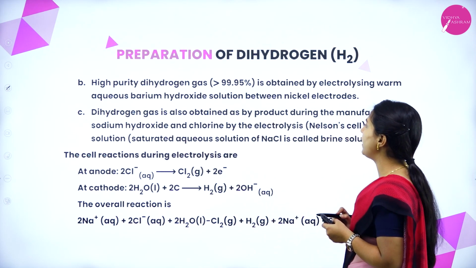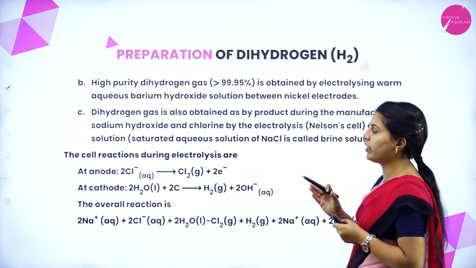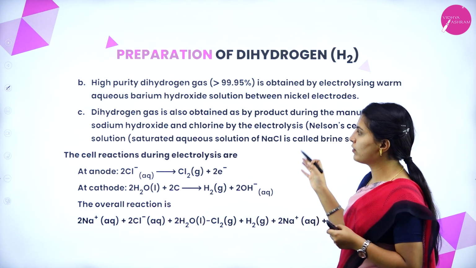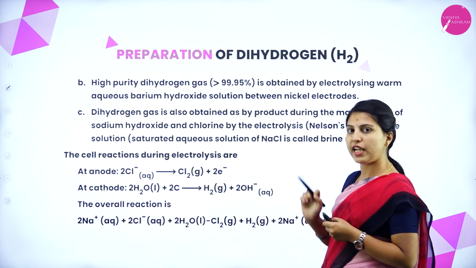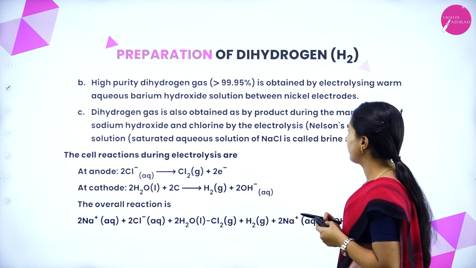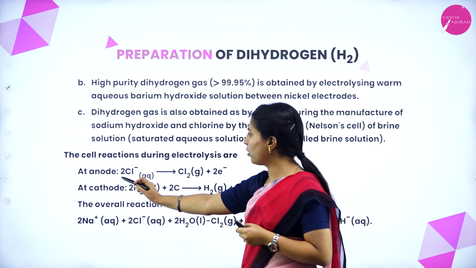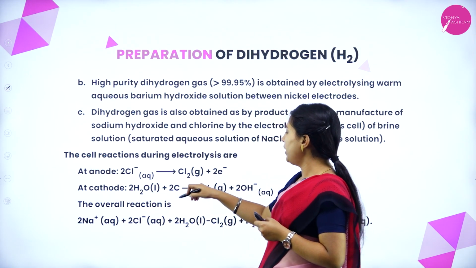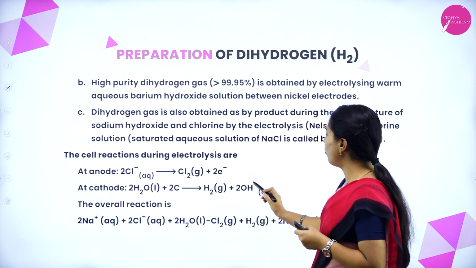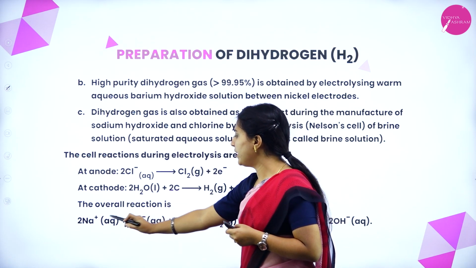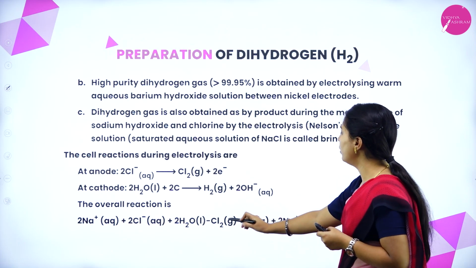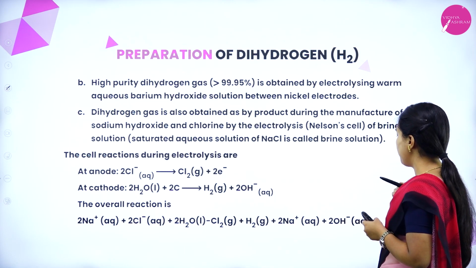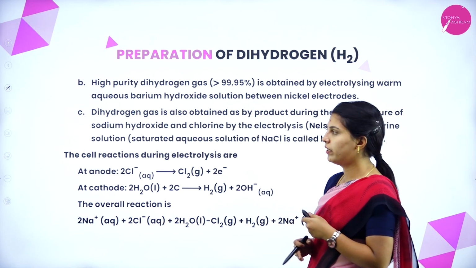Dihydrogen gas is also obtained as a byproduct during the manufacture of sodium hydroxide and chlorine by the electrolysis of brine solution. Here also, hydrogen gas will be liberated, which can also be used. The cell reactions during electrolysis: at the anode, chloride loses electrons to form chlorine. At the cathode, water gives H2 and OH minus. The overall reaction: 2NaCl plus 2H2O gives Cl2 plus H2 plus 2NaOH, that is sodium and 2 OH minus. Okay, these are the overall reactions.